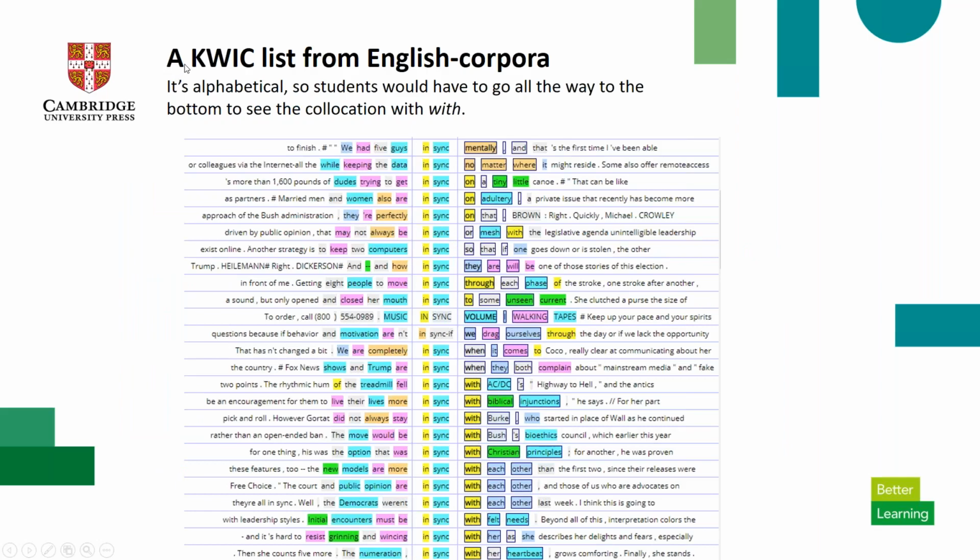Here I did KWIC, a quick list. That means keyword in context. Now you can do these on the Cambridge Corpora searches, and in sync will show up in the middle, and then all of these colored pieces will show up on the side. It's a very hard readout to read because of all the colors, but if you learn how to read it, you can see that in sync with is very common. But it's a very difficult thing for students to work with because it's visually very confusing.